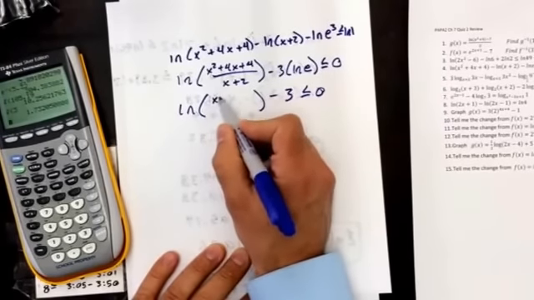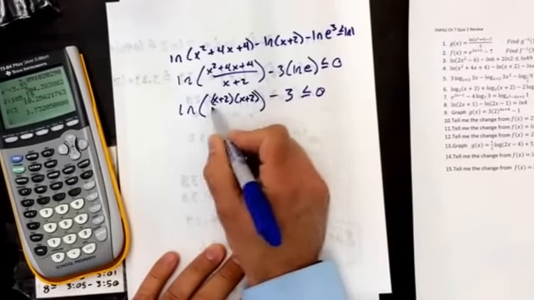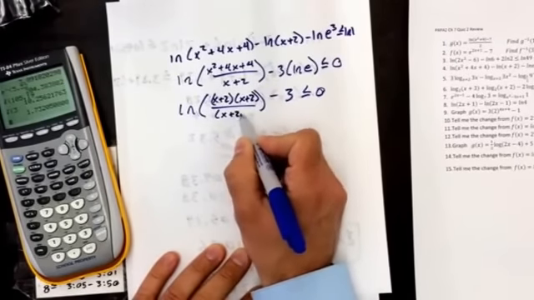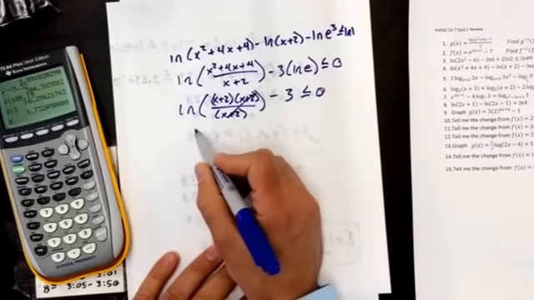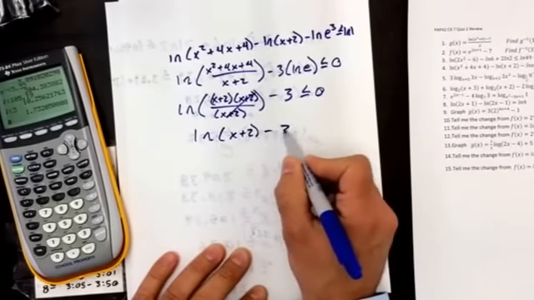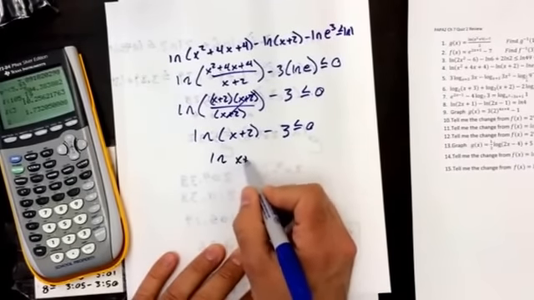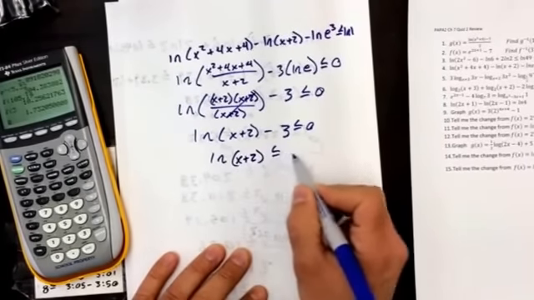I'm going to factor this guy out. It's going to tell me x plus 2 times x plus 2 over x plus 2. I just put that bottom part in parentheses. So these are going to cancel. So I have the natural log of x plus 2 minus 3 less than or equal to 0. Add the 3: natural log of x plus 2 less than or equal to 3.